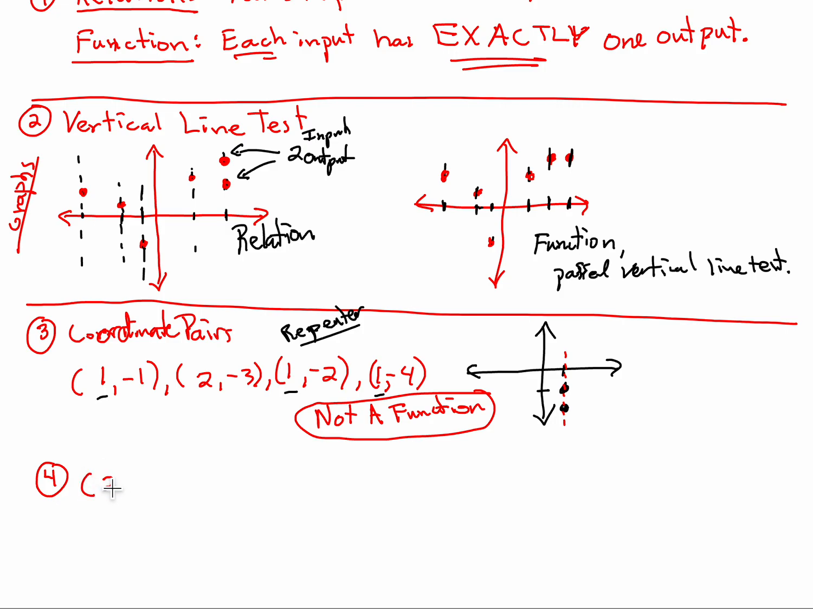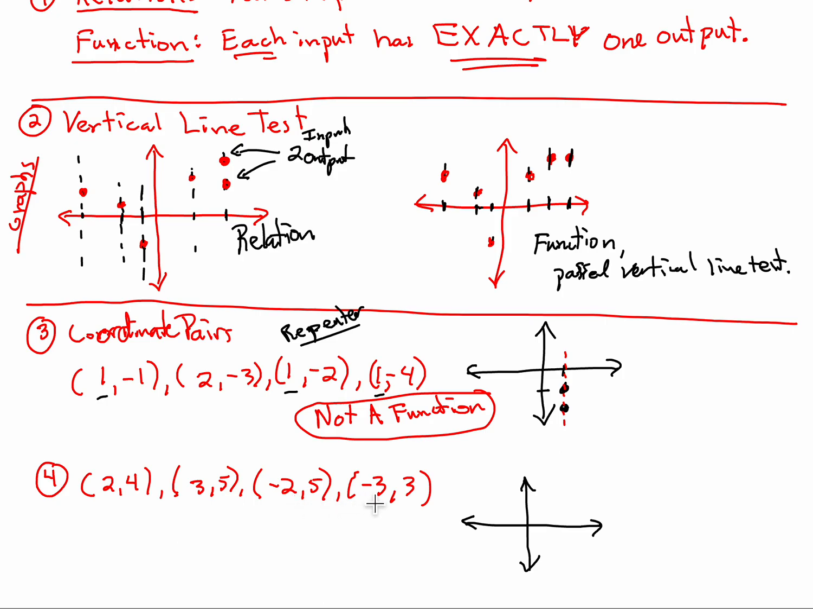Let's do 2, 4, 3, 5, -2, 5, and -3, 3. So now for this one, I'm going to look for those, and I'm going to do that vertical line test. I'm going to look for those repeaters. So I'm looking for in my inputs, oh, they're all different, 2, 3, -2, -3. And my Y, my outputs are 4, 5. Oh, there's the repeater. 5 and 5 as my outputs.